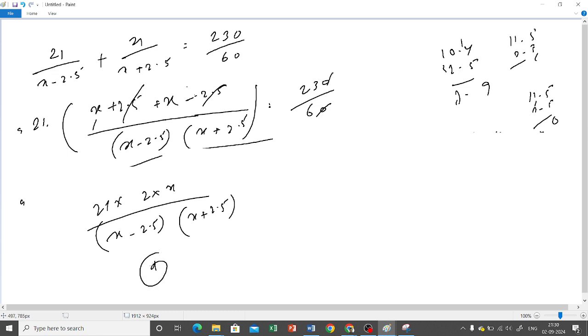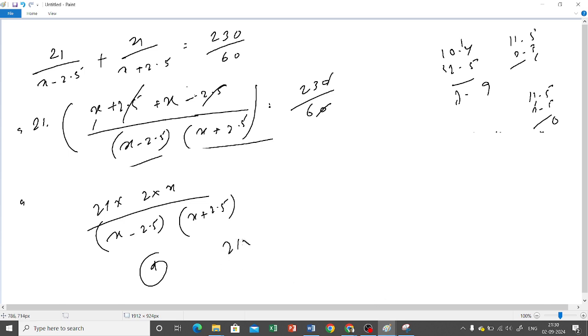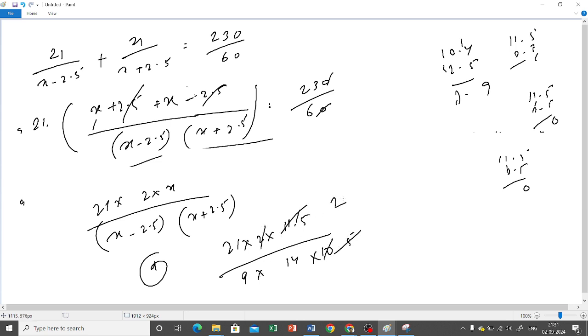Okay, so if I put option number D, let us see. 11.5 minus 2.5 is 9, and plus 2.5 is 14. So 2 5s are 10, 5 3s are 15, 7 3s are 21, 7 2s are 14. Yes, so I'm getting 23 by 6. Okay, so D is the right answer.